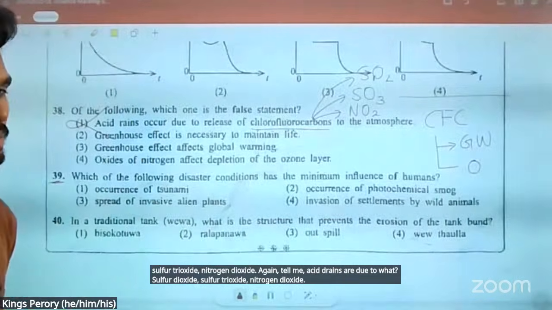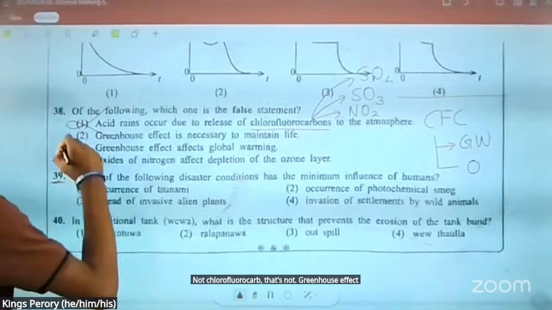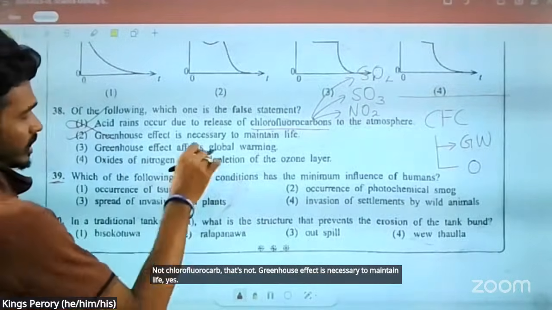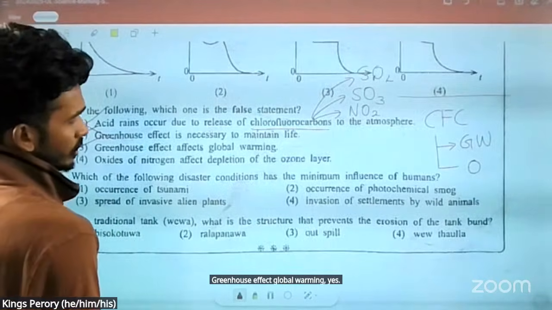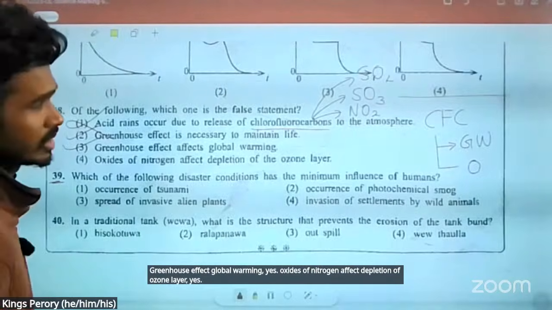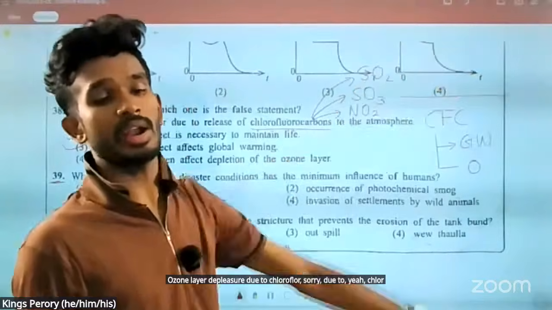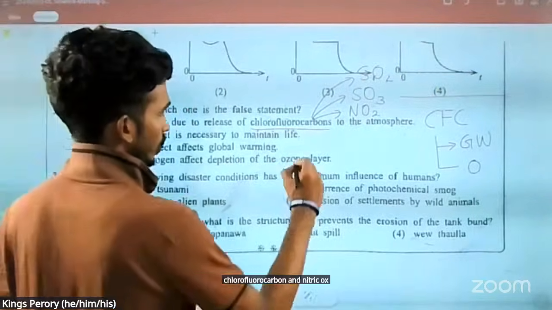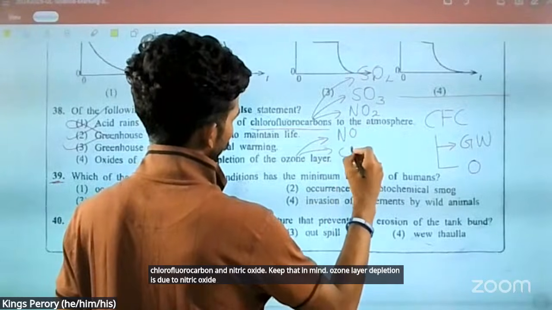Not chlorofluorocarbon. That's wrong. Greenhouse effect is necessary to maintain life. Yes. Greenhouse effect affects global warming. Yes. Oxides of nitrogen affect depletion of ozone layer. Yes. Ozone layer depletion is due to chlorofluorocarbon and nitric oxide. Keep that in mind.